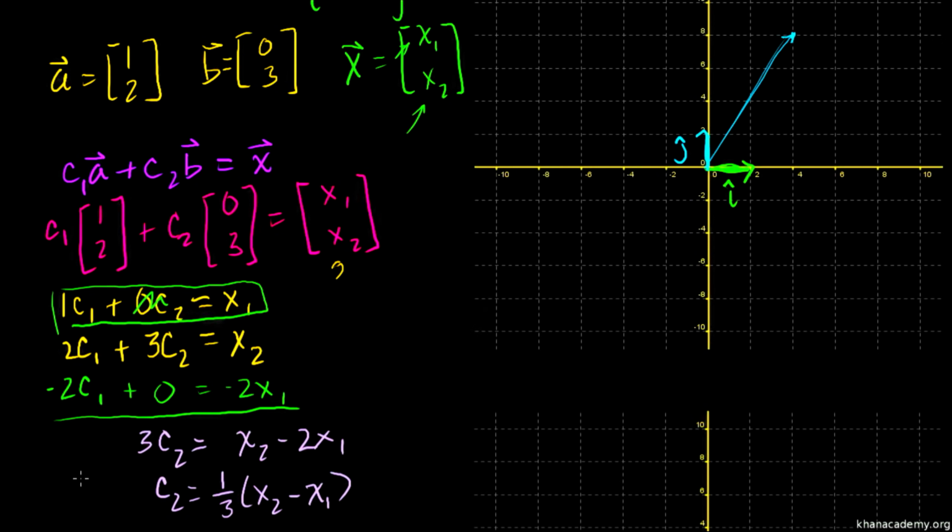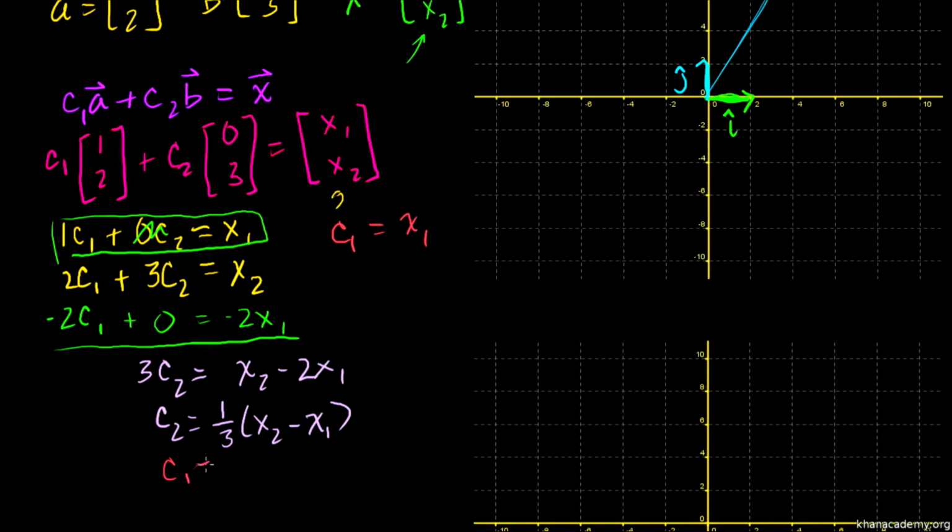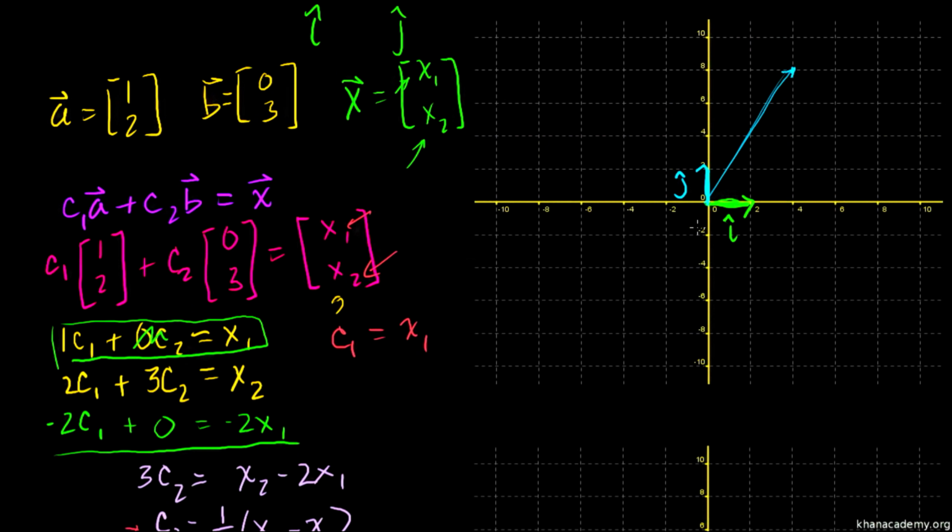Now we'd have to go substitute back in for C1. Well, the first equation just says C1 plus 0 is equal to x1, so C1 is equal to x1. So that one just gets us there. So you give me any point in R2, these are just two real numbers, and I can just perform this operation, and I'll tell you what weights to apply to A and B to get to that point.